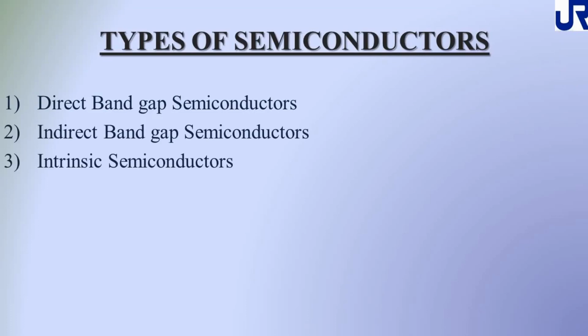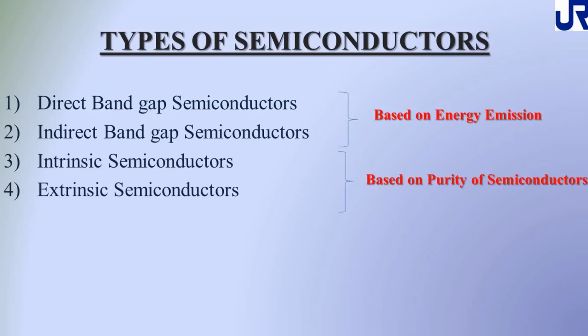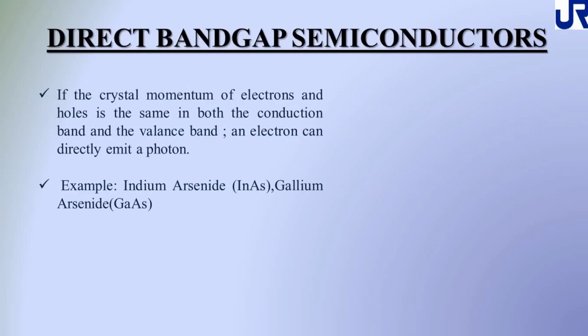So, what are the types of semiconductors? There are 4 types of semiconductor. Based on the energy emission, we can classify the semiconductors into 2 types, that are indirect band gap semiconductors and direct band gap semiconductors. Then next, based on the purity of semiconductors, we can classify the semiconductors as 2 types, that are intrinsic semiconductors and extrinsic semiconductors. We are familiar with intrinsic and extrinsic semiconductors, isn't it? Yes. Next, what are direct band gap semiconductors?